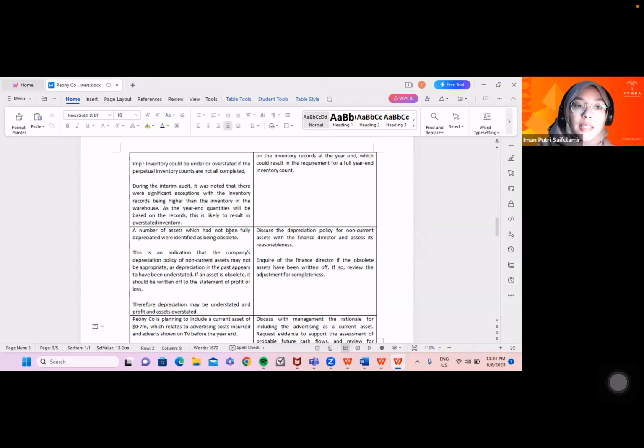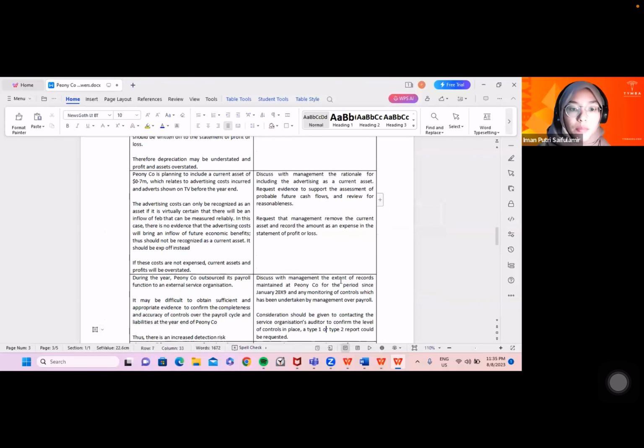The next point is that a number of assets which had not been fully depreciated were identified as being obsolete. This is not a very clear audit risk. We've never seen it before, right? But this is an indication that the company's depreciation policy is not appropriate. So depreciation may be understated and profit and assets may be overstated. So we want to discuss the depreciation policy with the finance director and assess its reasonableness. Inquire if the obsolete assets have been written off. If so, review the adjustment for completeness.